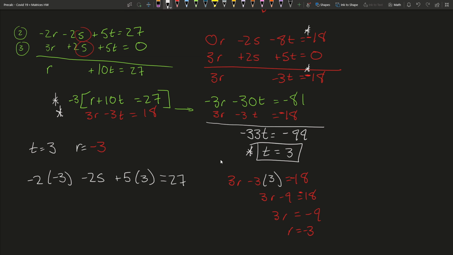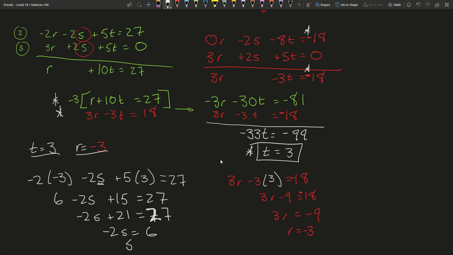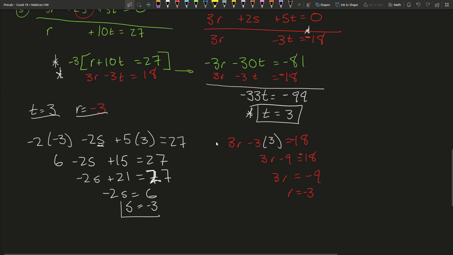All right. So then once we plug in both of these, we can solve for s. Okay, so then we have 6 minus 2s plus 15 is equal to 27. So negative 2s plus 21 is equal to 27. Negative 2s is equal to 6. So s is equal to negative 3. Okay, so that was messy, but we got there.